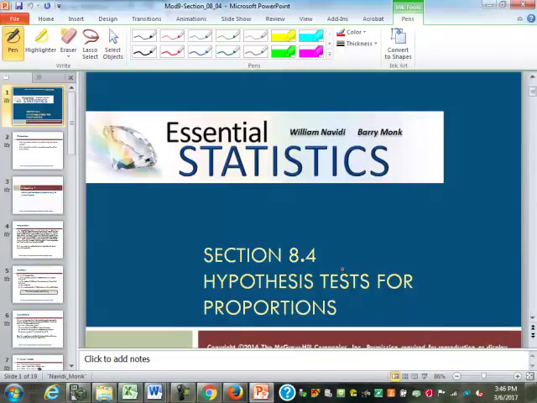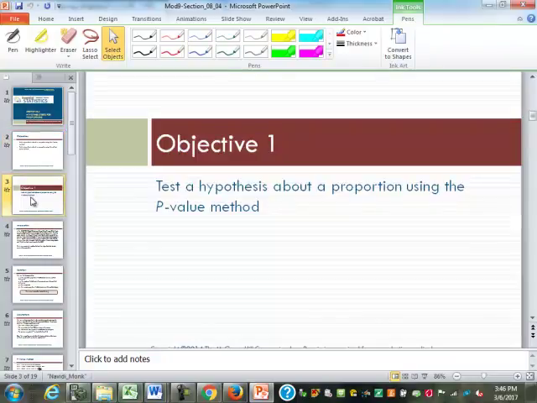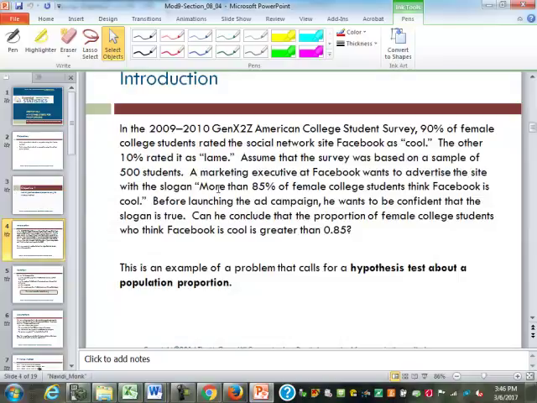Okay, just like with confidence intervals, there's a slight difference when it's a population proportion that we're testing. So we're looking at testing the proportion, with p-values and critical values again. We can do either one. Let's look at the p-value method. Here, college students were surveyed: 90% of female students rated the network site Facebook as cool. The other 10% said lame.